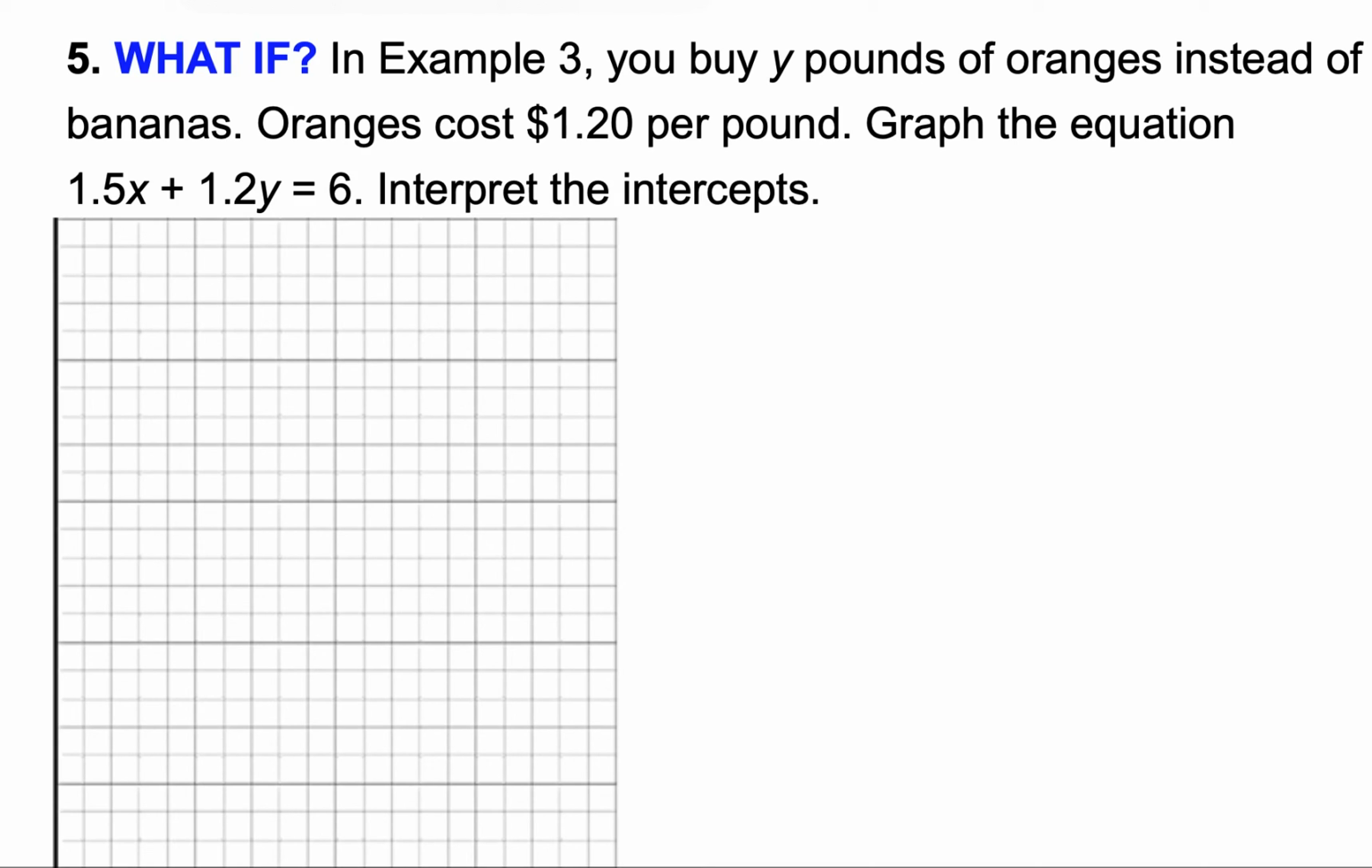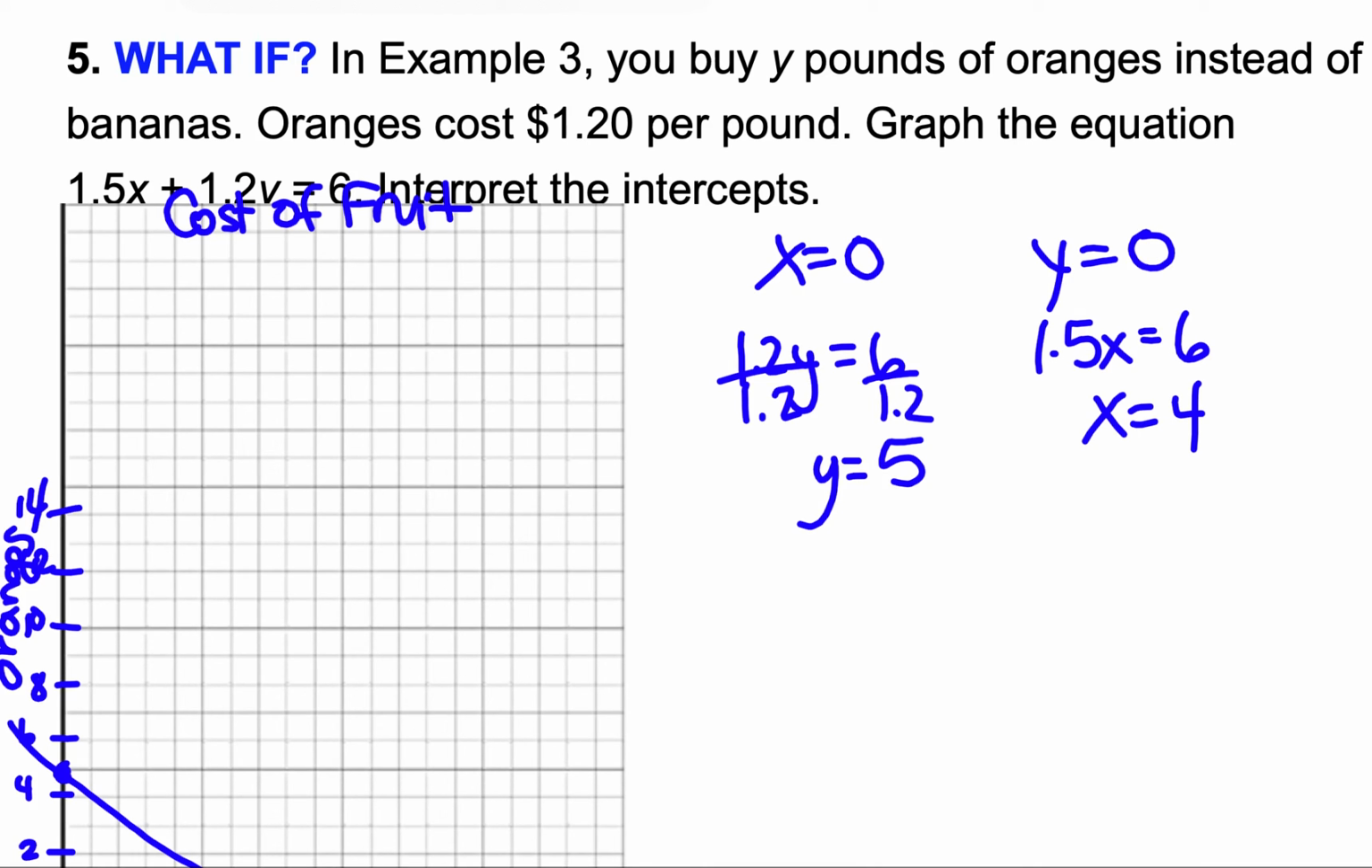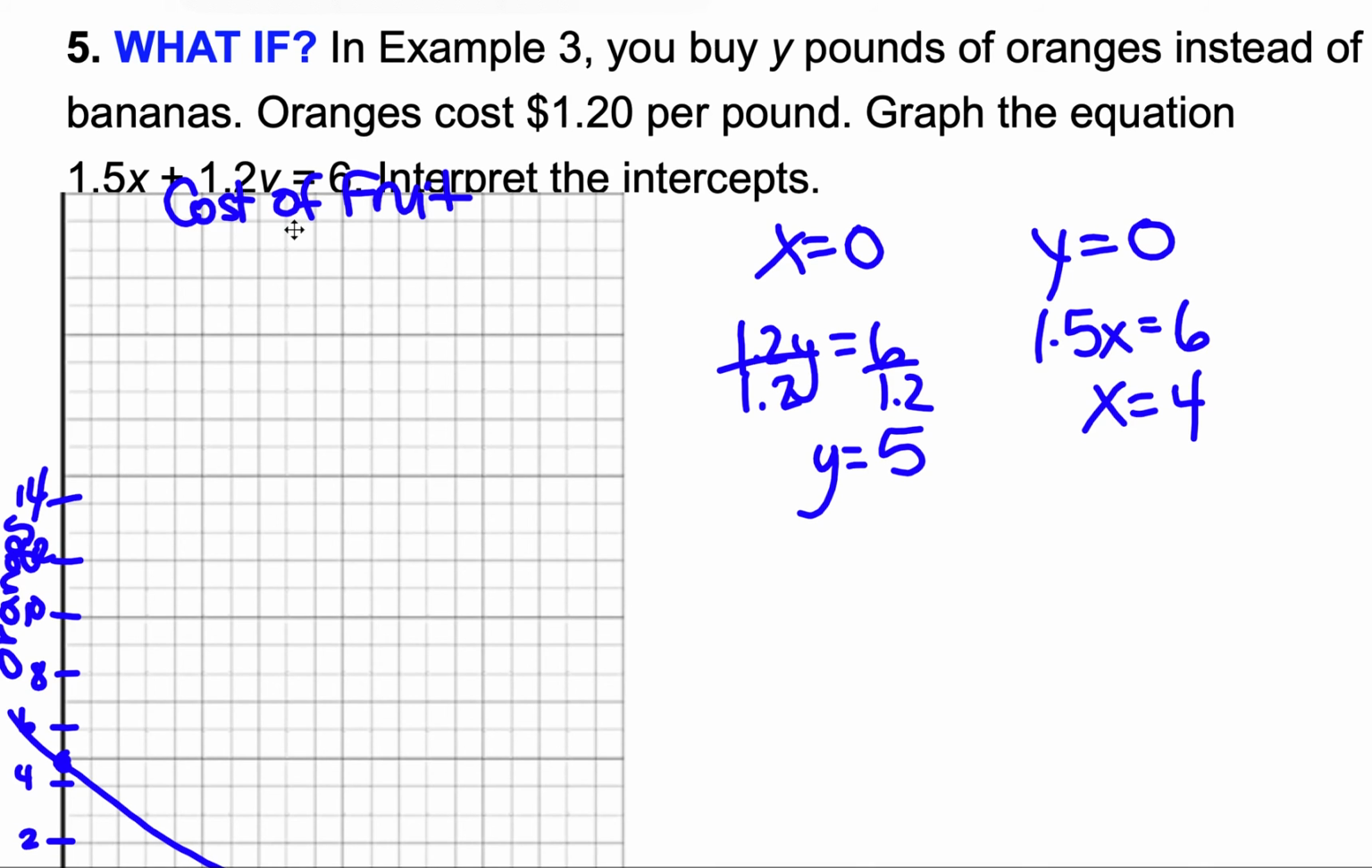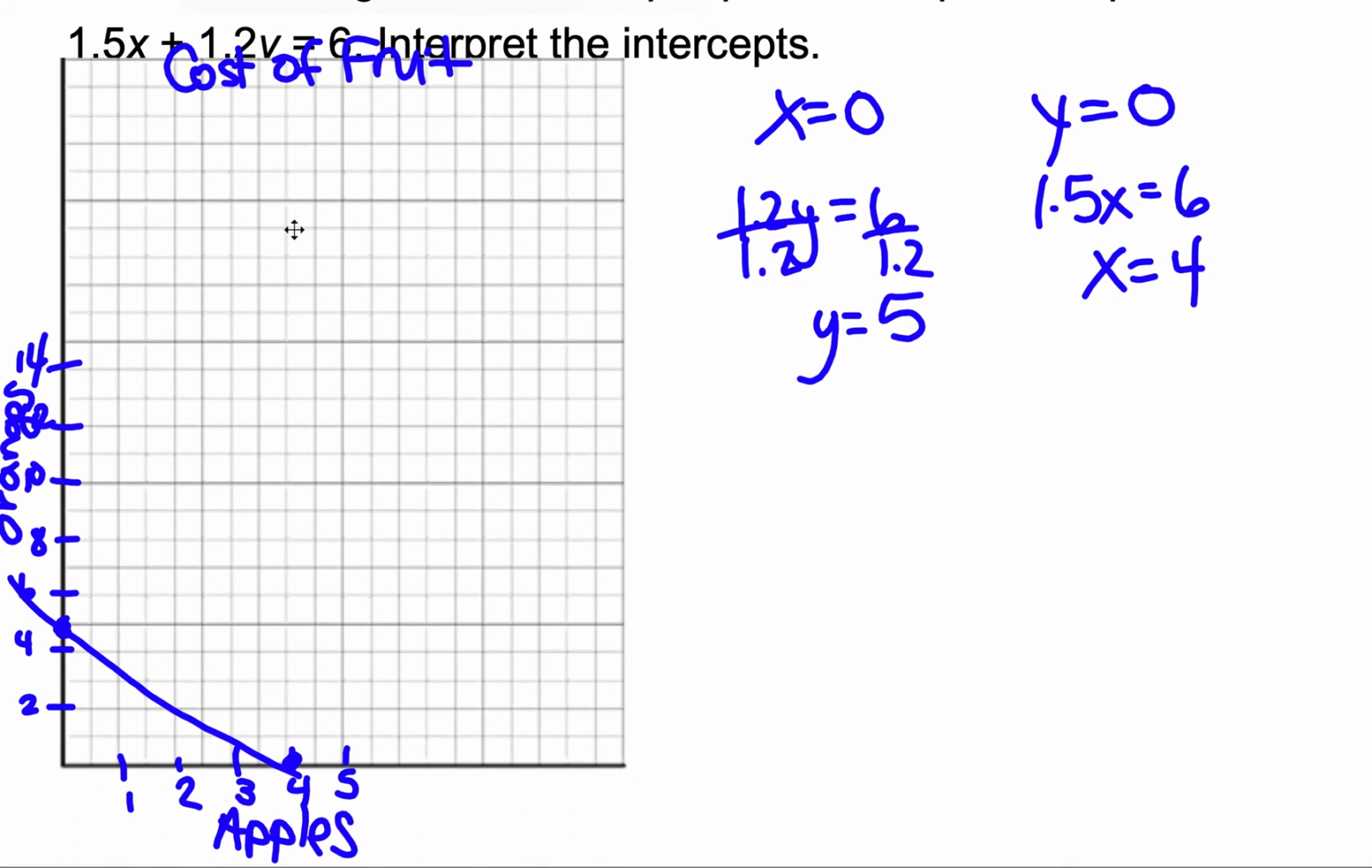Okay, let's check your answer. Okay, so you need a title at the top. I put cost of fruit. You need a label on your x and y. So I have oranges here on the y. I have apples on the x. And then you need to find your intercepts.